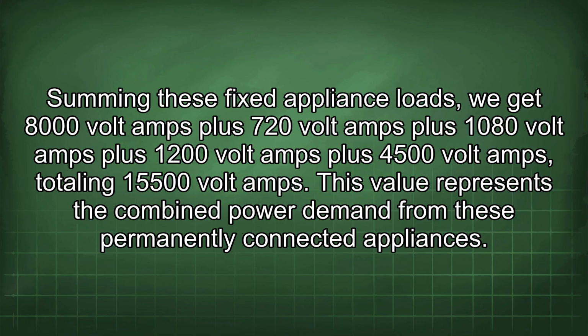Summing these fixed appliance loads, we get 8000 volt amps plus 720 volt amps plus 1080 volt amps plus 1200 volt amps plus 4500 volt amps, totaling 15,500 volt amps. This value represents the combined power demand from these permanently connected appliances.